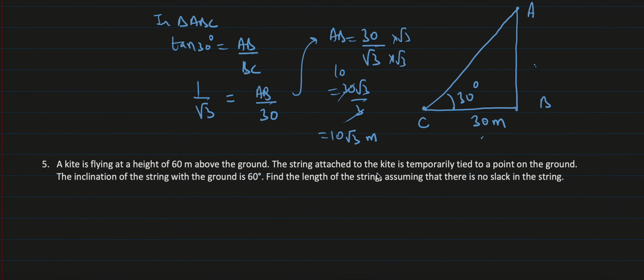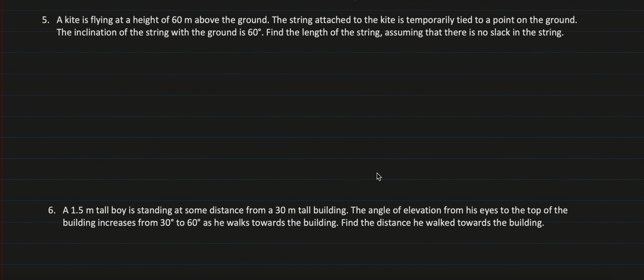Now moving on to the next question. Again a simpler question. A kite is flying at a height of 60 meter above the ground. The string attached to the kite is temporarily tied to a point on the ground. The inclination of the string with the ground is 60 degree. This inclination is again the angle, right, of elevation.